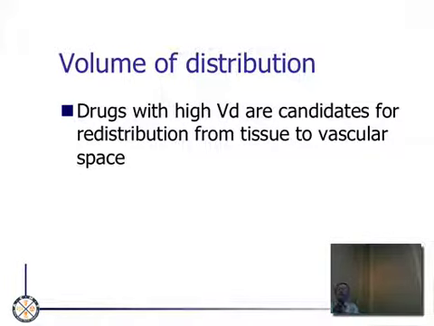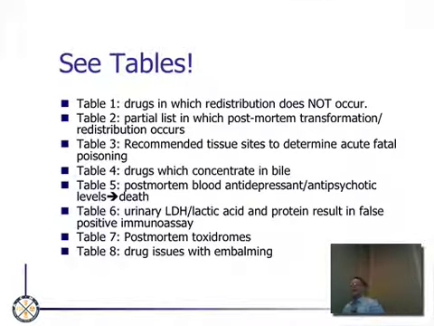Volume of distribution: drugs with high volumes of distribution are candidates for redistribution from tissues back into the vascular space, and he provides several examples, again, via tables. Instead of copying the tables here, because they're very long with long lists of different chemicals and medications, I just summarized them so you know at least what to look for and what potentially could get tested. Table 1, which I did copy at the very beginning, is just the drugs in which redistribution does not occur. Table 2 is a partial list in which post-mortem transformation and redistribution does occur.